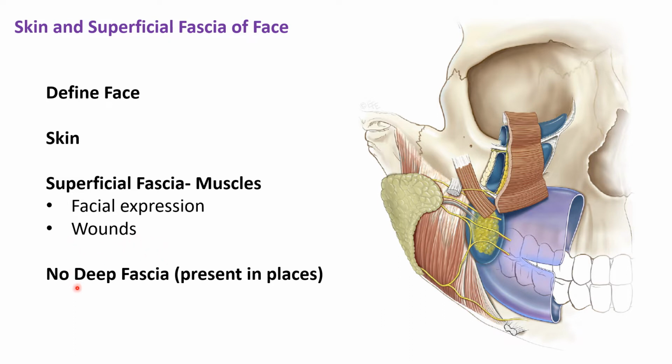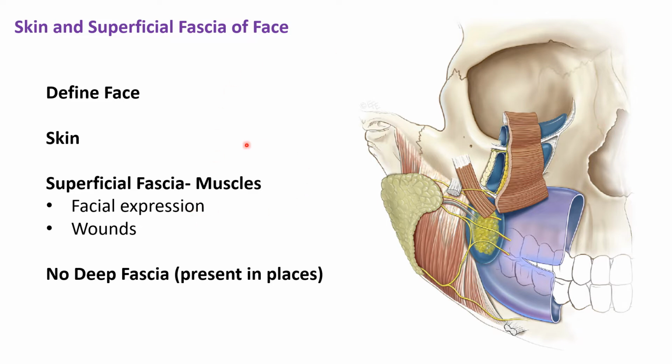Underneath the fascia, there is always superficial fascia and deep fascia. Now, deep fascia in the face is usually absent. Please remember, I'm talking about the face. In the face, the deep fascia is usually absent. However, it is present in certain places around the parotid gland and also in the cheek, where it is known as the buccopharyngeal fascia. At the other places, however, it is absent to allow for mobility of the face.